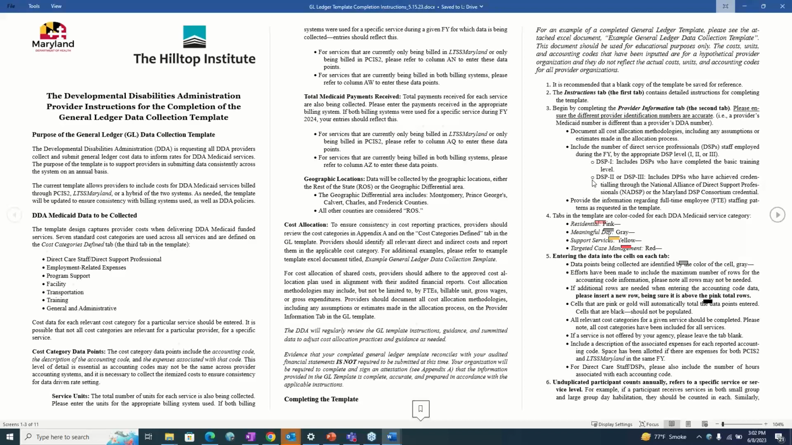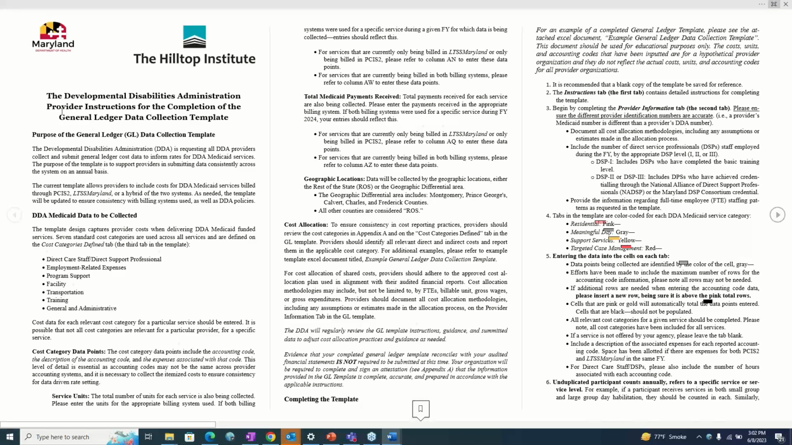This is the instructions for the General Ledger template that were sent out to all the providers along with the General Ledger data collection template and the example as well. I'm going to do an overview of the instructions, just so you can have a general idea of what to expect throughout this presentation. Once I am finished, other members of our team will go through the example template as well as the overview.